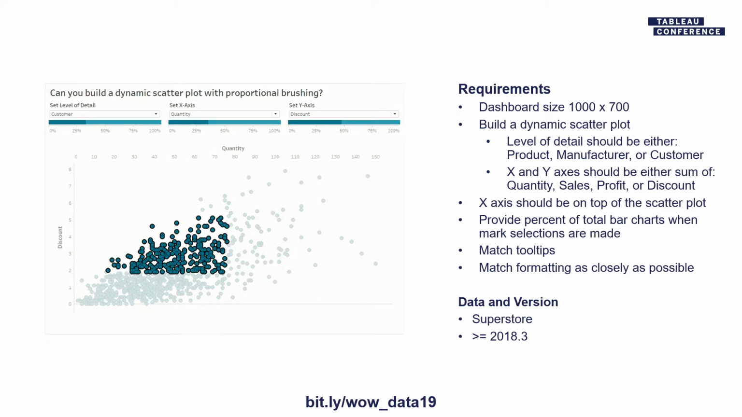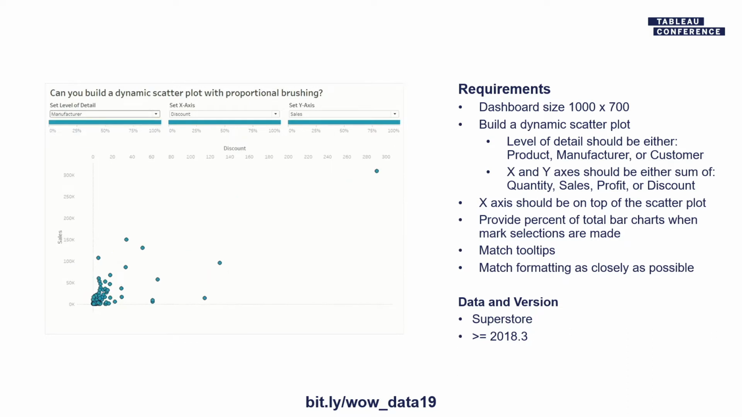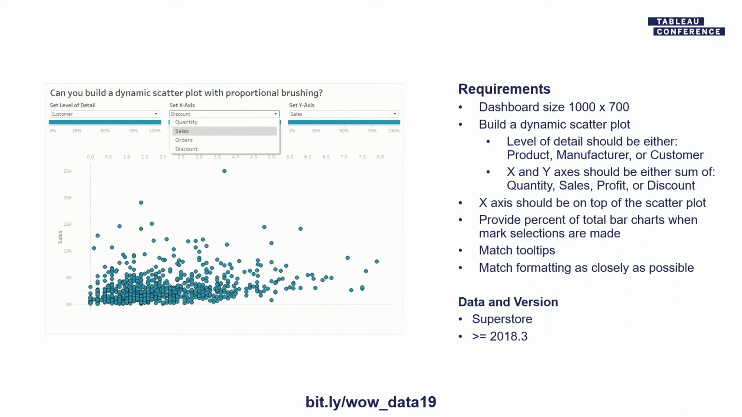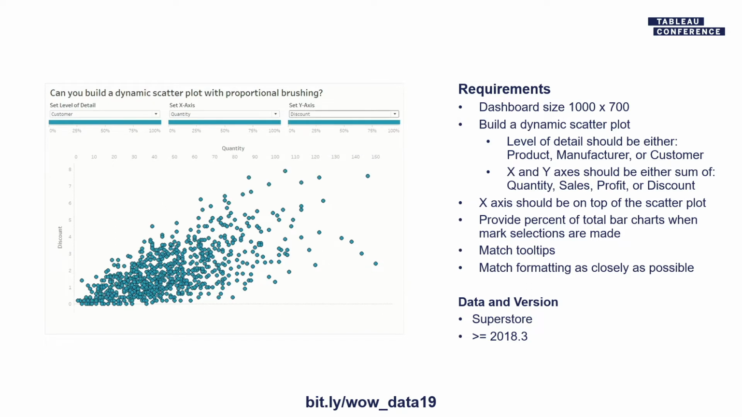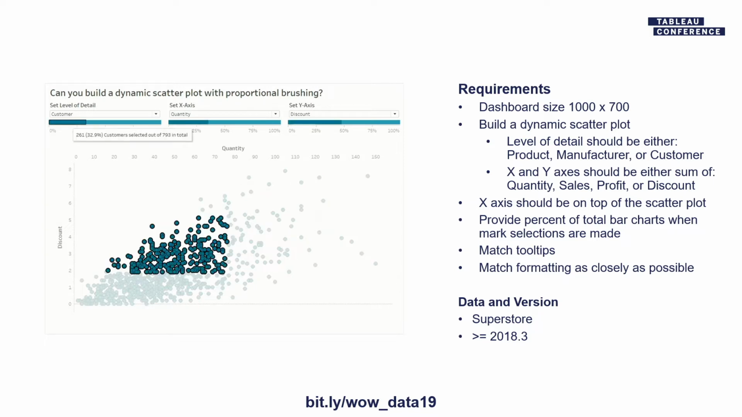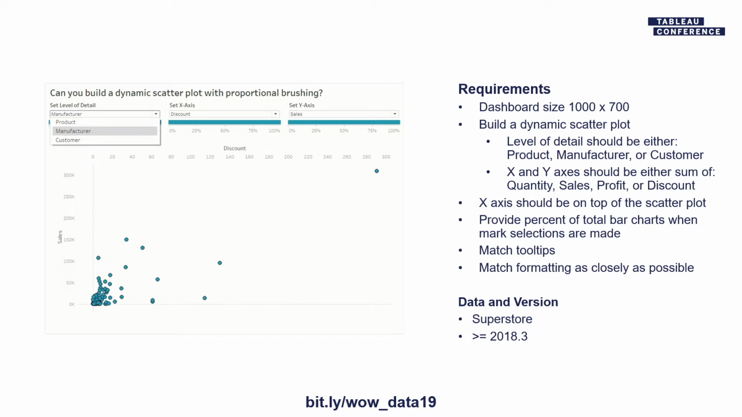The key bits and pieces are really in the level of detail. You should be able to change your level of detail in the scatter plot between product, manufacturer, or customer. Your X and Y axes should be sum of quantity, sales, orders, or discount. And the X-axis should be on top of the scatter plot. That's a different one that might get you caught up, but it helps in readability. And these percent of total bar charts should be under those parameter selections.